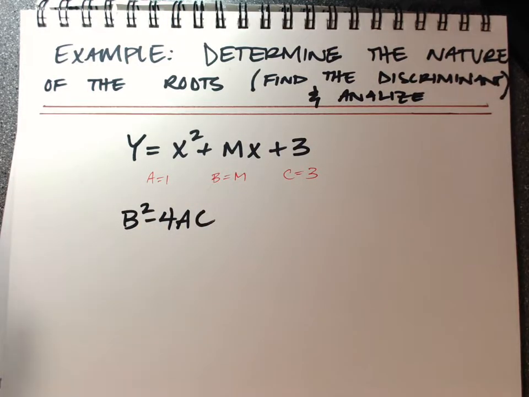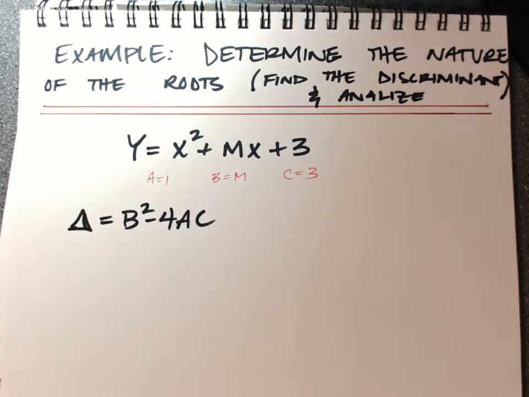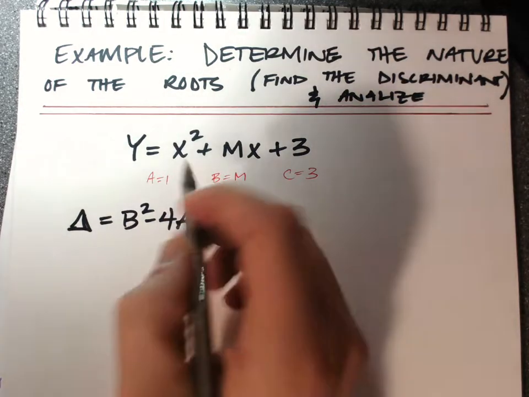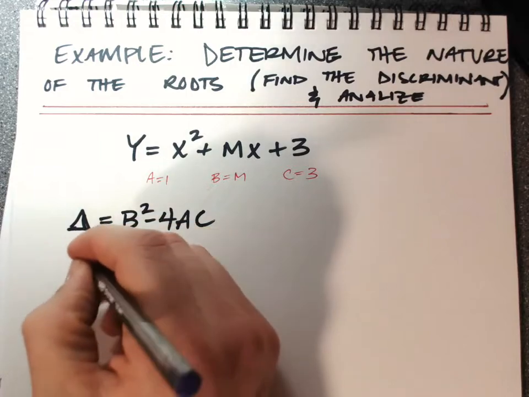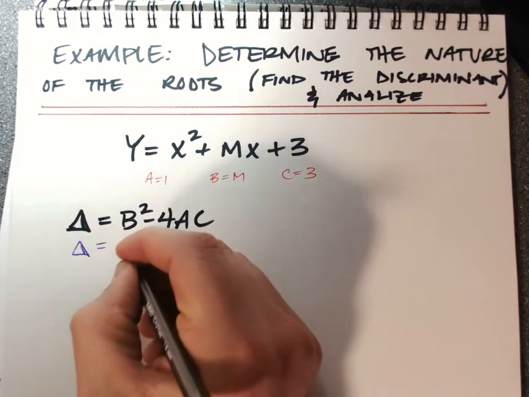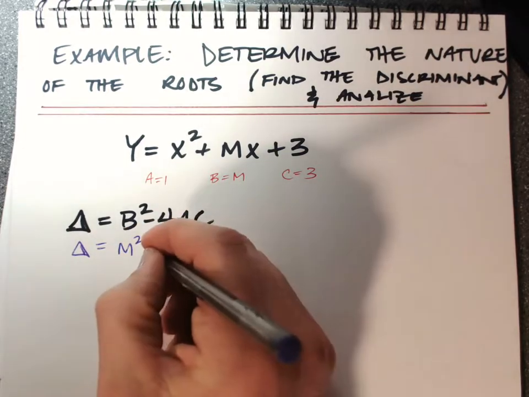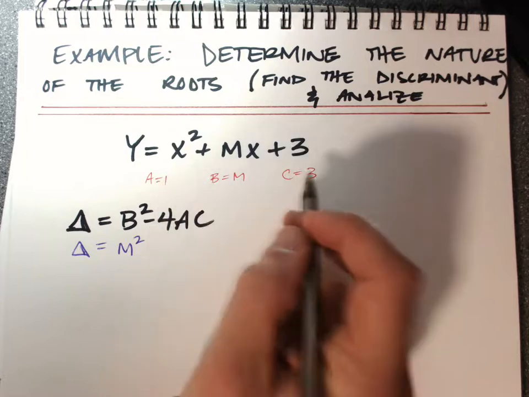If that's 0, we're going to have one root. Now, again, that's delta, the discriminant. And so if the discriminant is 0, we'll have one root. Let's take our things from our problem and plug them in. And start with the delta equals b squared, which would be m squared, minus 4 times 1 times 3, which is 12.